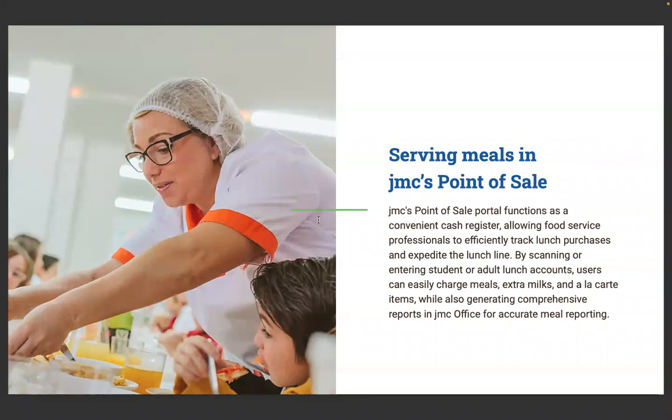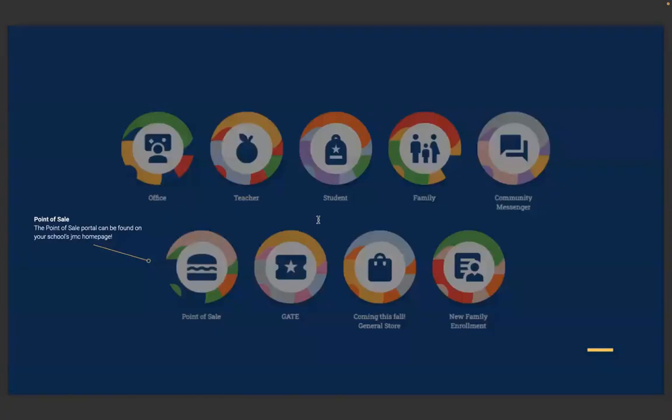After you've established meal prices, JMC's point of sale portal functions as a convenient cash register, allowing food service professionals to efficiently track lunch purchases and expedite the lunch line. By scanning or entering student or adult lunch accounts, users can easily charge meals, extra milks, and a la carte items, while also generating comprehensive reports in JMC Office for accurate meal reporting. The point of sale portal can be found on your school's JMC homepage.